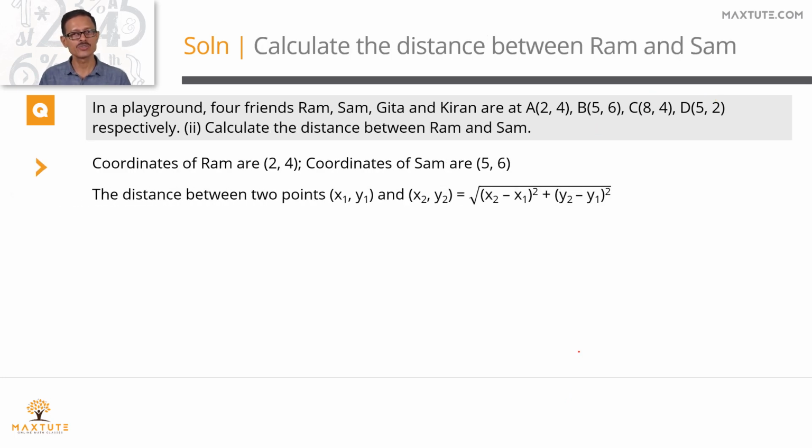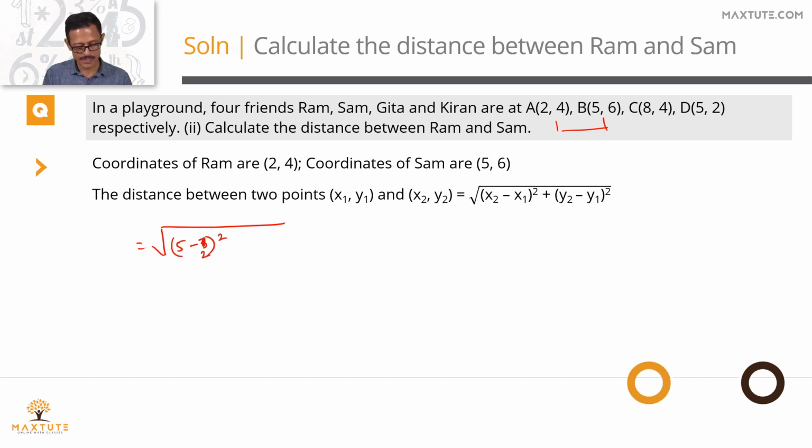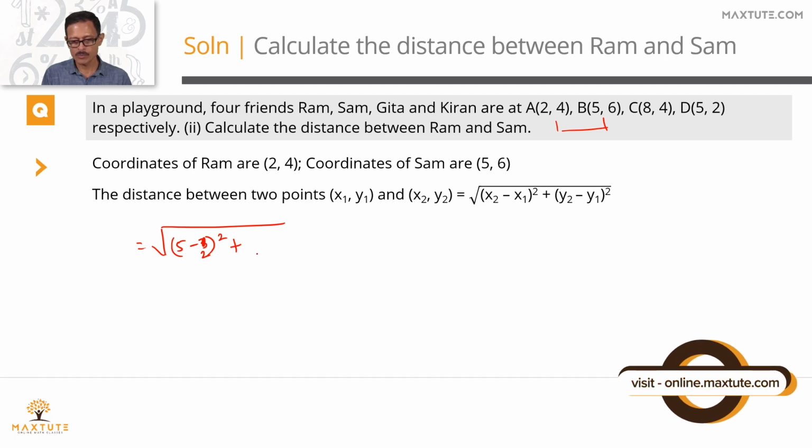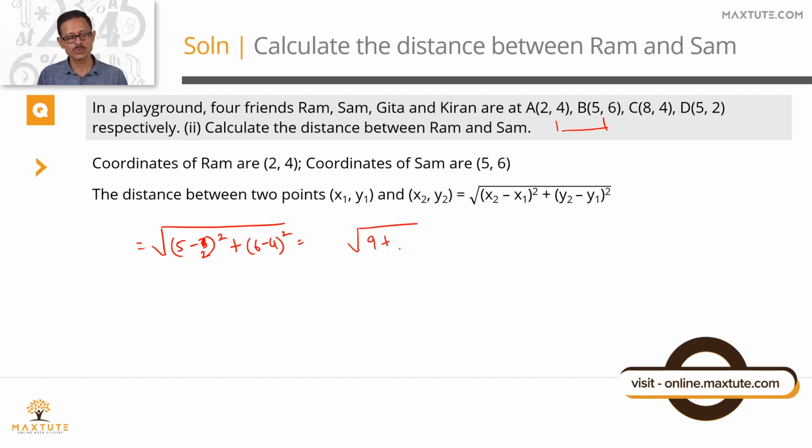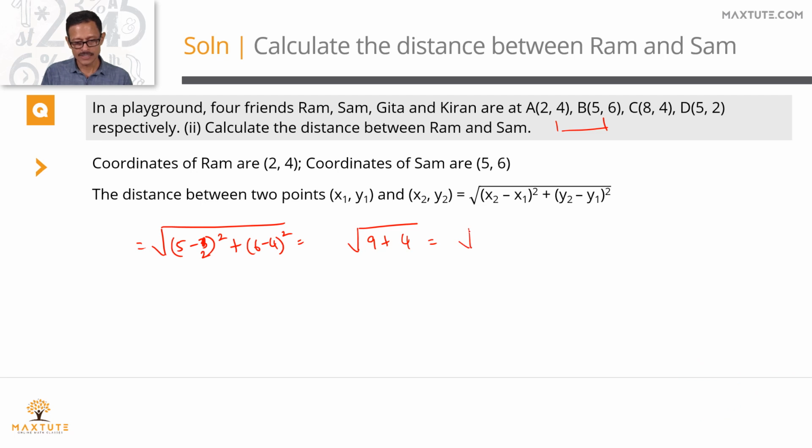Point 2 is asking us to use the distance formula. What's the distance between Ram and Sam? A is where Ram is and Sam is at B. So we'll have to find the distance between these two. Use the distance formula. So this is equal to square root of x2 minus x1 the whole square, which is 5 minus 2 the whole square, plus y2 minus y1 the whole square, which is 6 minus 4 the whole square. 5 minus 2 is 3. So 3 square is equal to 9. 6 minus 4 is 2. 2 square is equal to 4. So distance between Ram and Sam is equal to root 13 units.